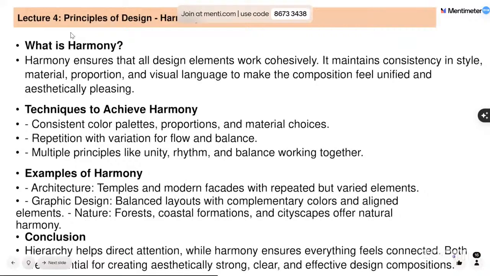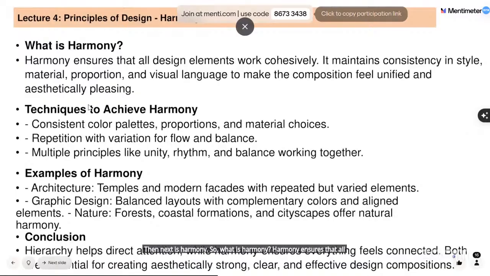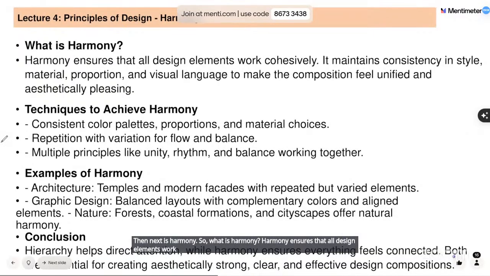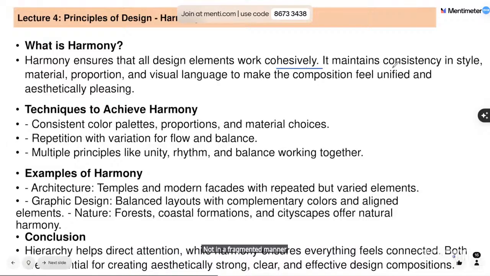Then next is harmony. So what is harmony? Harmony ensures that all design elements work in cohesion, not in a fragmented manner. It maintains consistency in style, material, proportion, and visual language to make the composition feel unified as well as aesthetically pleasing. What are the techniques to achieve harmony?